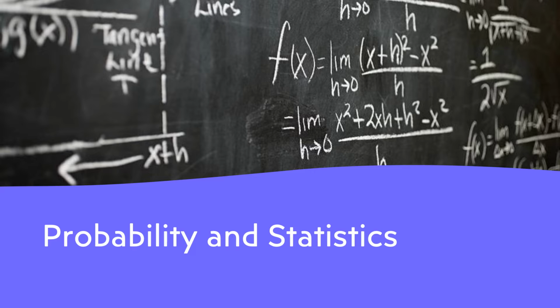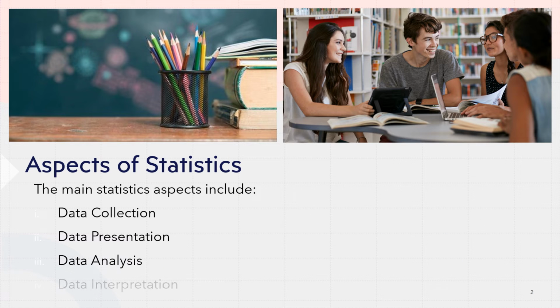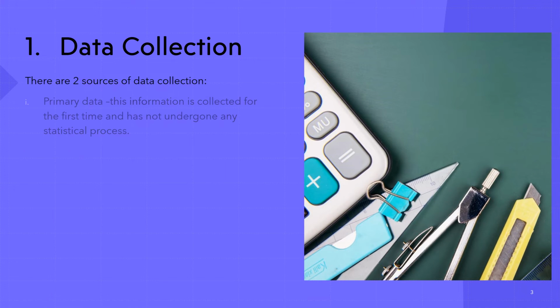So today we'll be discussing the aspects of statistics and we'll go right into it. These aspects include: 1. Data collection, 2. Data presentation, 3. Data analysis, and 4. Data interpretation. We will start by discussing data collection.